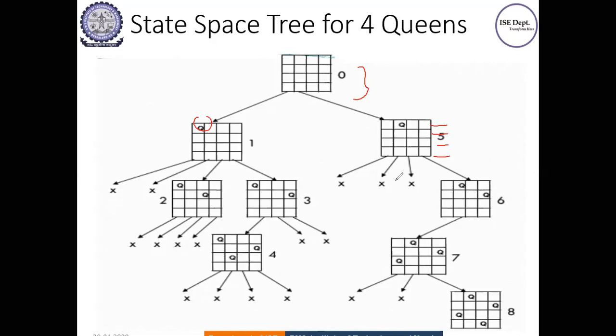That is nothing but row 1 and column 1. Then we try to fit queen 2 in the next column, or rather the next row; you should start with the next row.